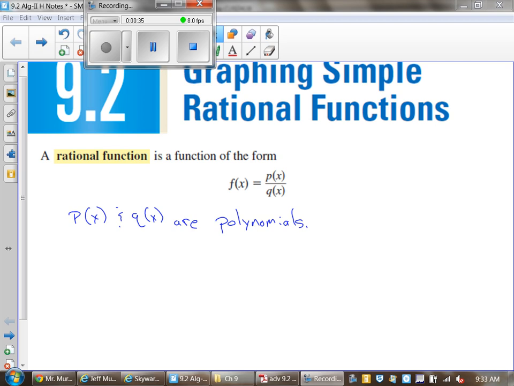So we're going to graph these on graph paper today. But here's what we've got. Rational functions, or any function, can be written in the form p of x divided by q of x, where p and q are polynomials. So basically, we're dividing polynomials, and we're going to be graphing them.